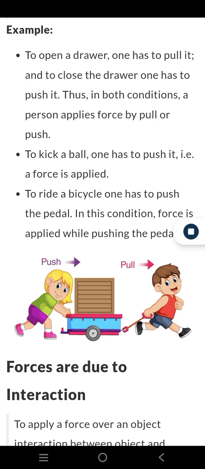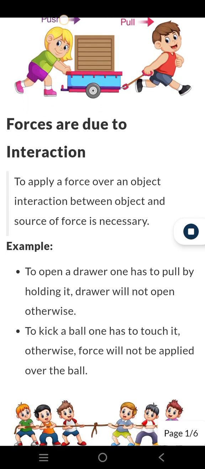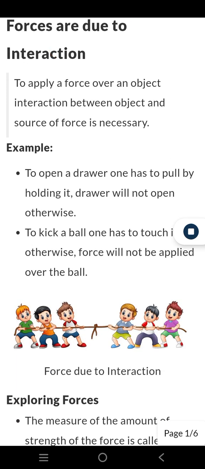To ride a bicycle, one has to push the pedal. In this condition, force is applied while pushing the pedal. Forces are due to interaction. To apply a force over an object, interaction between object and source of force is necessary.